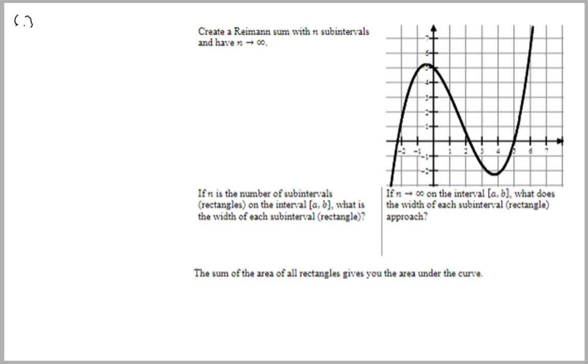6.3, and that will be Riemann sums, summation notation, and definite integral notation. Today we're going to be talking about basically that, and an intro to summation notation, which we'll get onto in a bit. So first, let's recap Riemann sums, and create a Riemann sum with n subintervals and have n be an infinite amount.